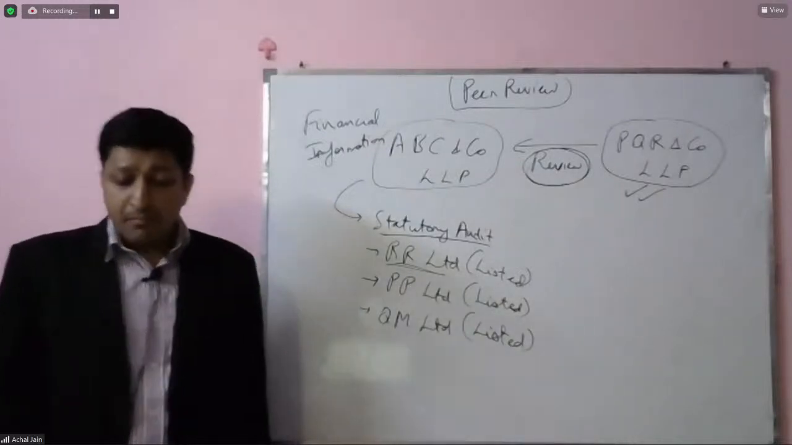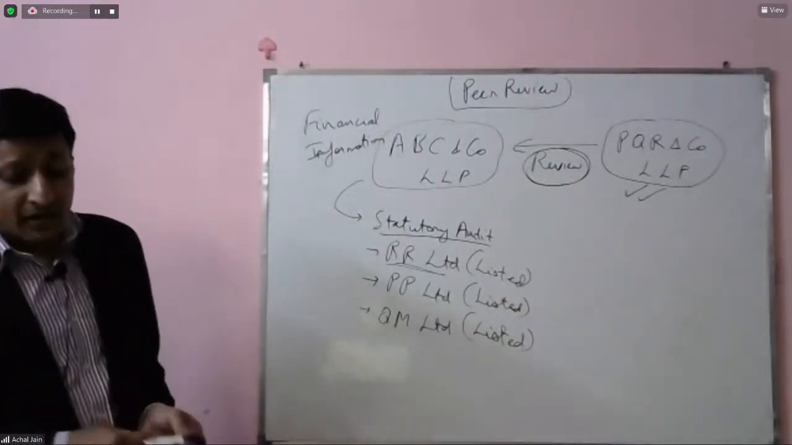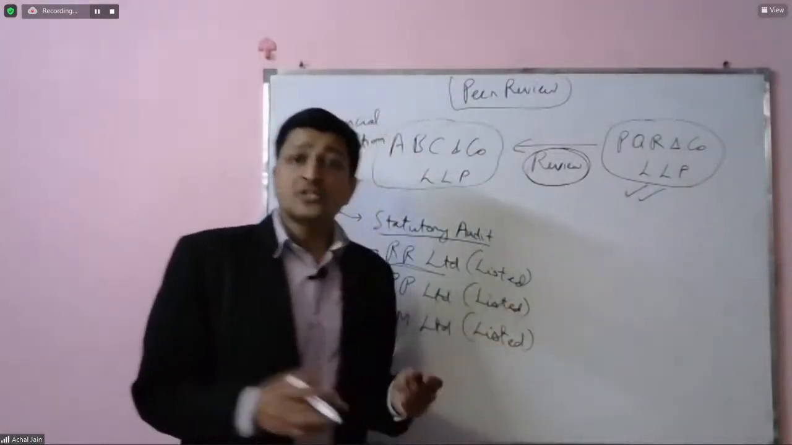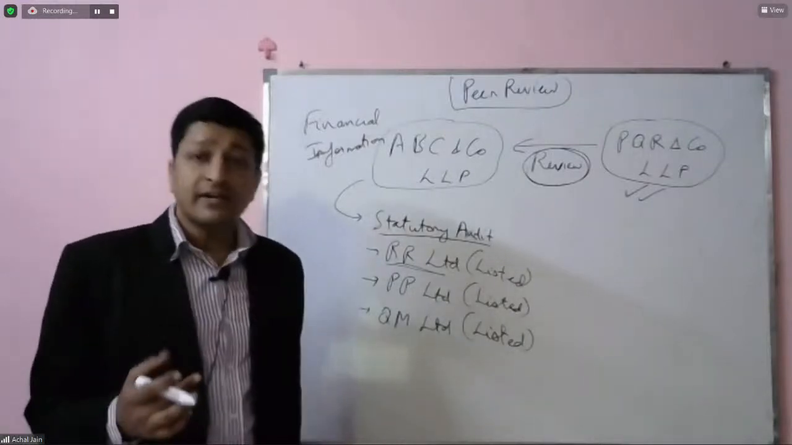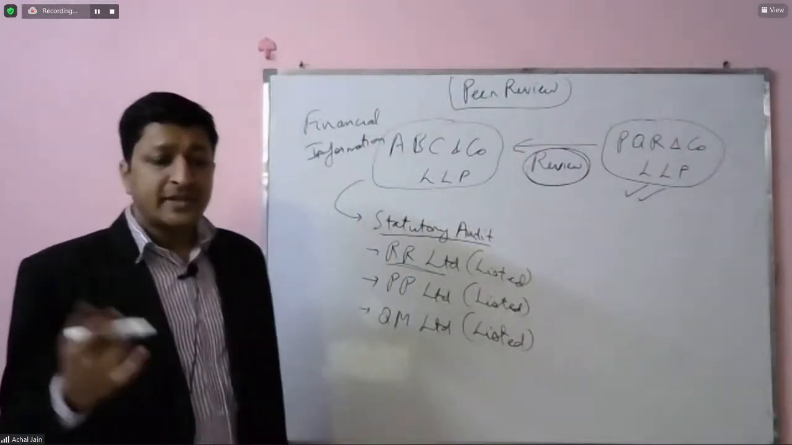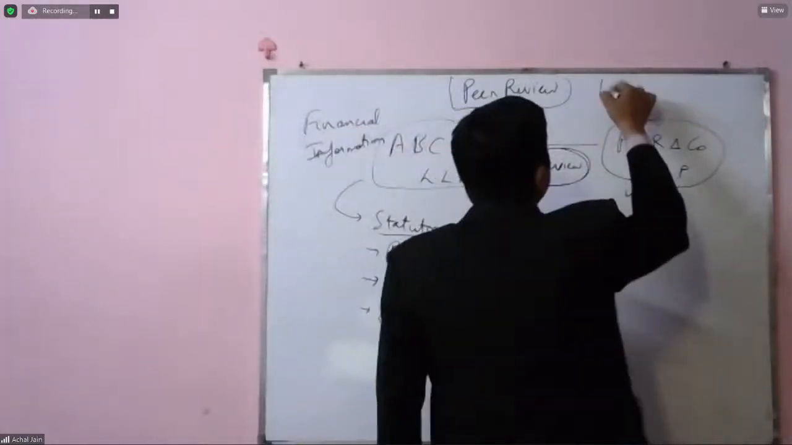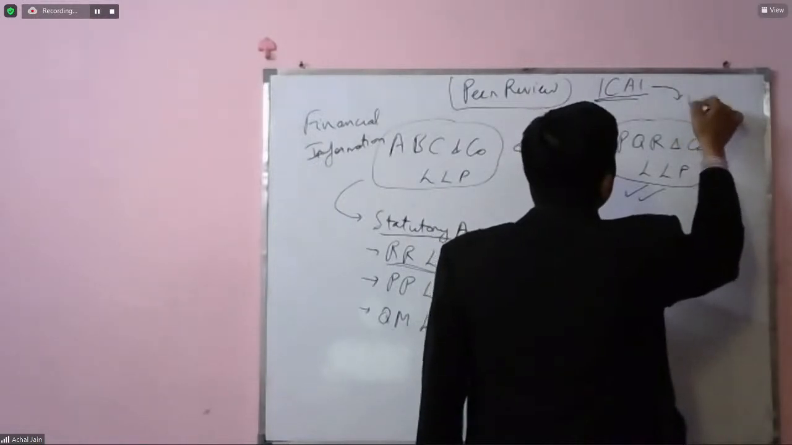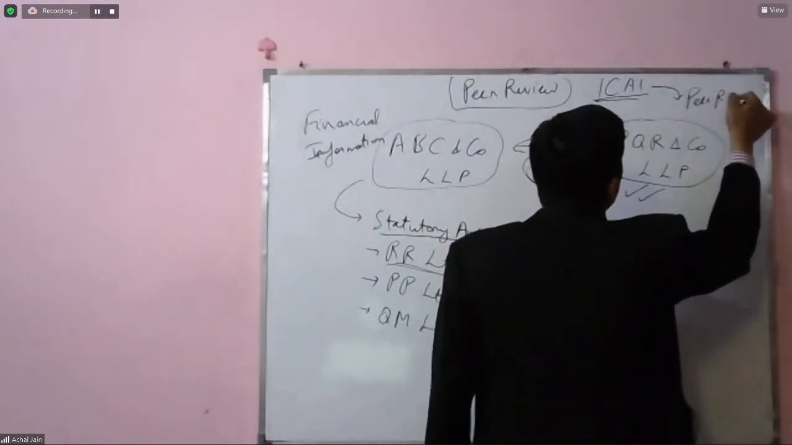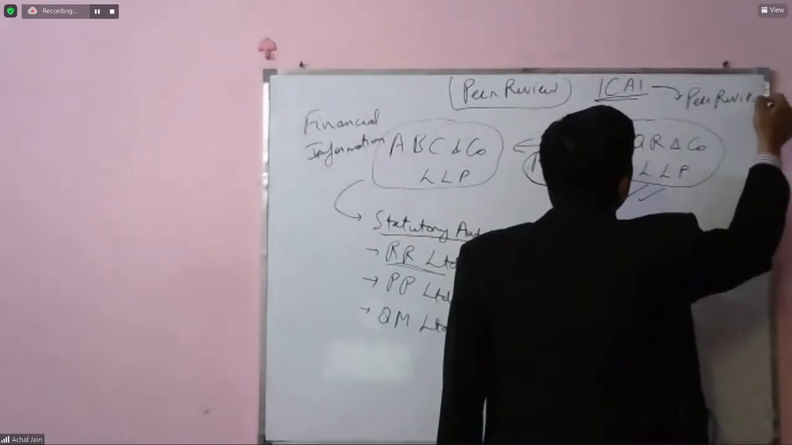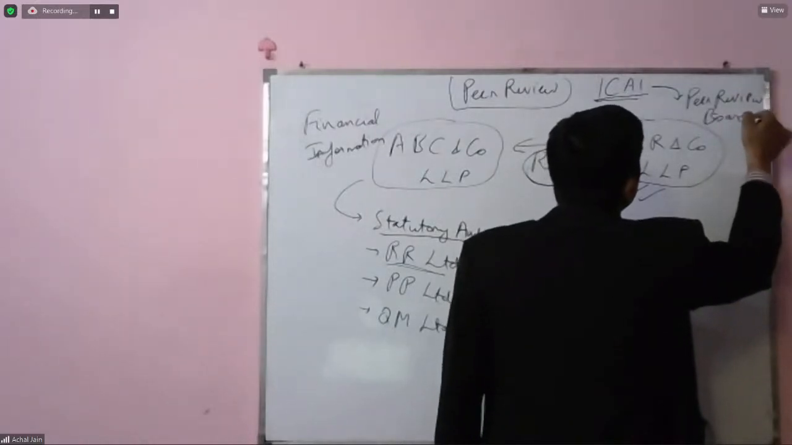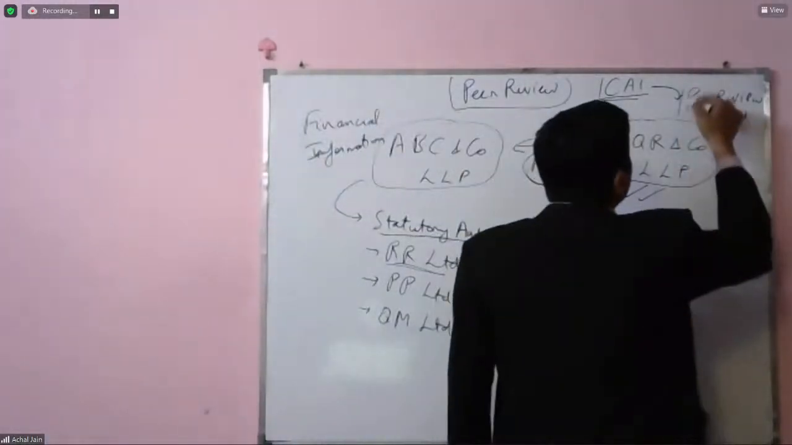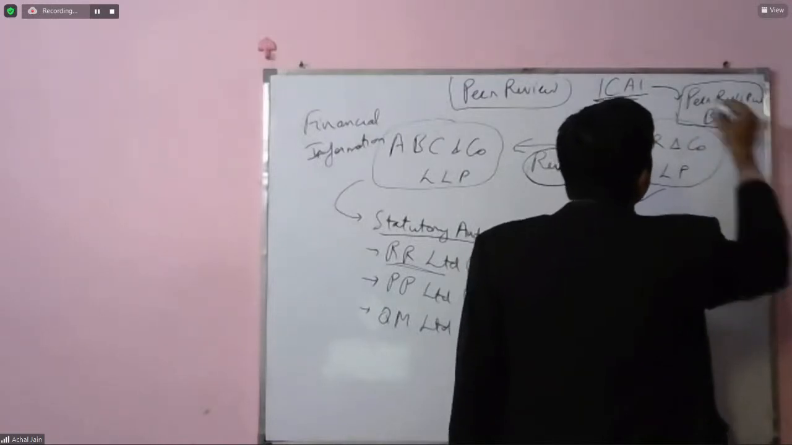Reviewer would be a member duly approved and empaneled by the peer review board. Now, for this activity, who is the relevant authority? It will be ICAI. And ICAI will have a board which is called the peer review board, which will get this done in relation to various types of audit.